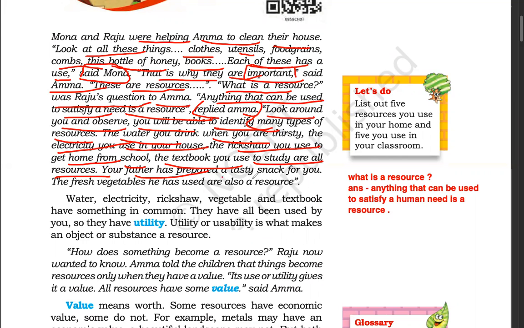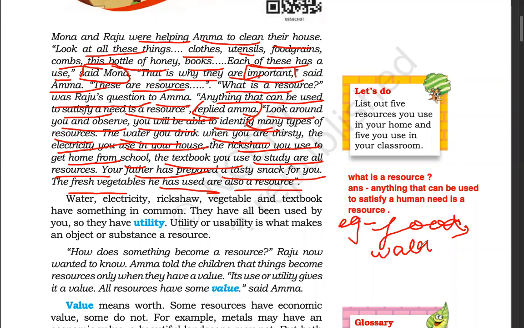Your father has prepared a tasty snack for you. The fresh vegetables he has used are also a resource. Yes, I told you I have given an example of food also. Right? For example, I have written over there food. I will write two: water, etc. Okay? Either you can write these two and write etc., or I have written five before. You can write those also.